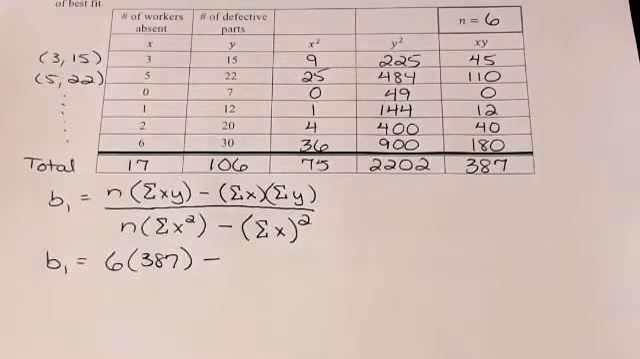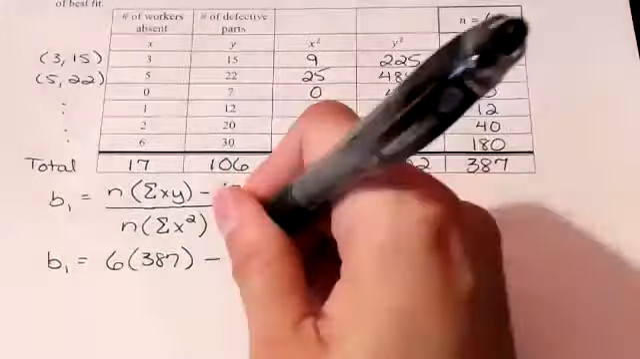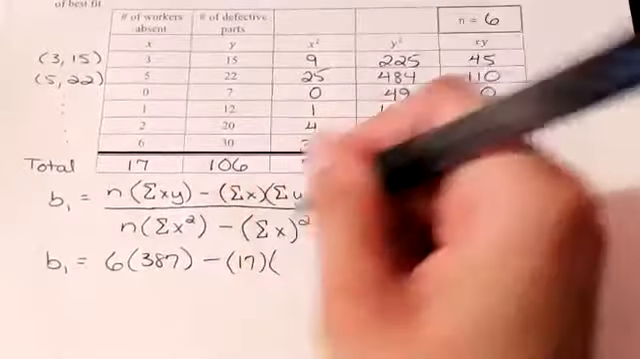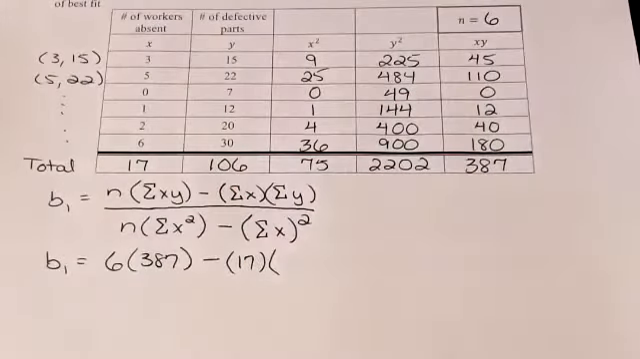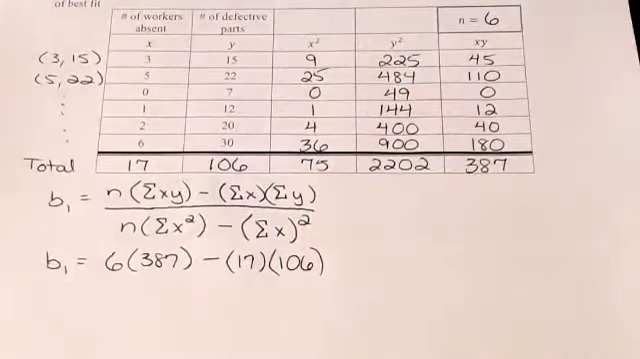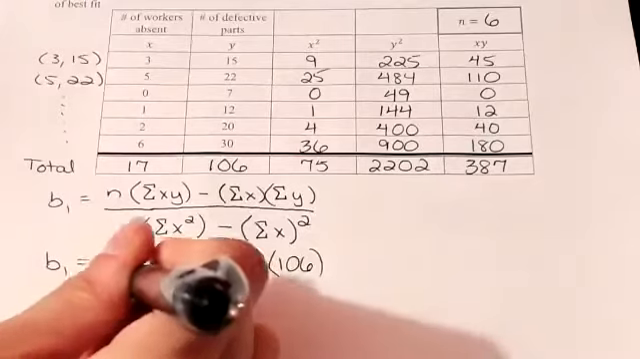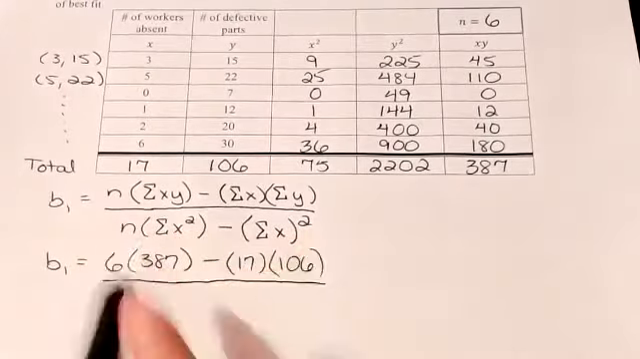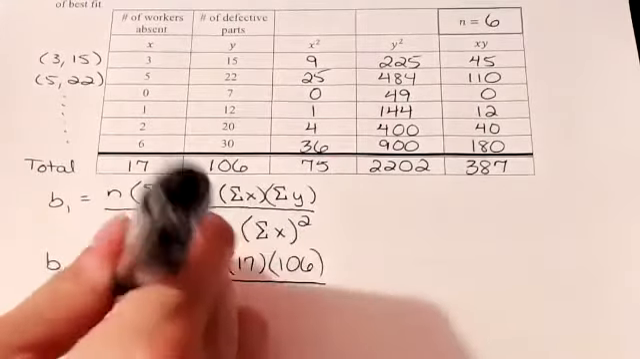Next, we have the sum of X. Would someone shout out that value? The sum of X? 17. Perfect, 17. Someone else, the sum of Y. 106. Yes, beautiful. Take a look at your denominator. And again, N, which is 6.